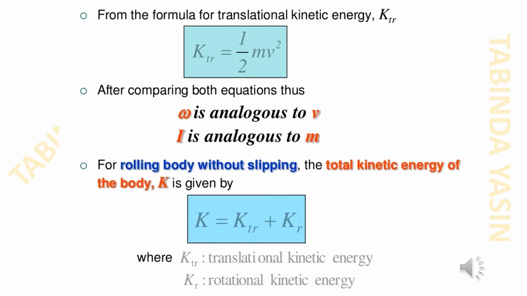From the formula of the translational kinetic energy, KTR is equal to 1 over 2 mv square. After comparing both equations, omega is analogous to v and capital I is analogous to linear mass m. For a rolling body without slipping, the total kinetic energy of the body, capital K, is given by K is equal to K translational plus K rotational. K means the kinetic energy, so the sum of two energies, translational and rotational kinetic energy, is equal to the total kinetic energy, where KTR is the translational kinetic energy and KR is the rotational kinetic energy.